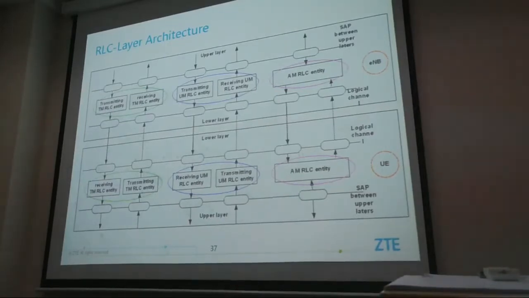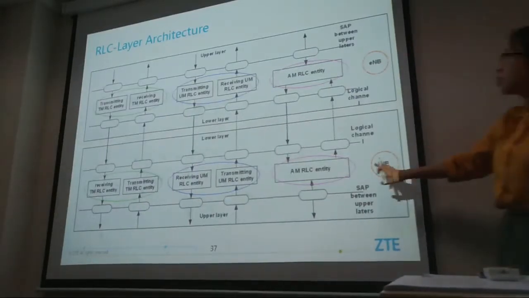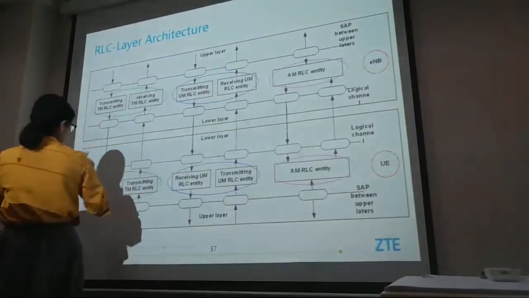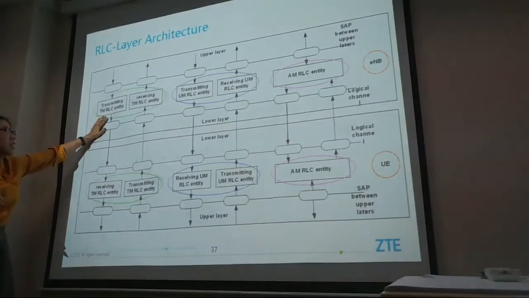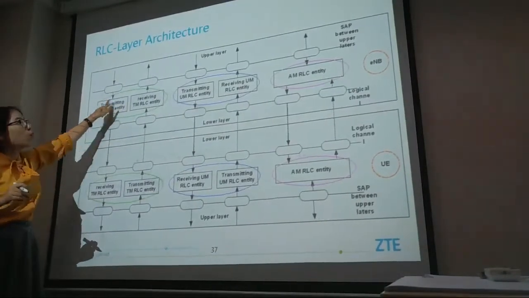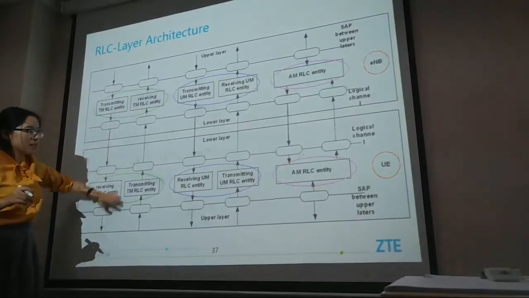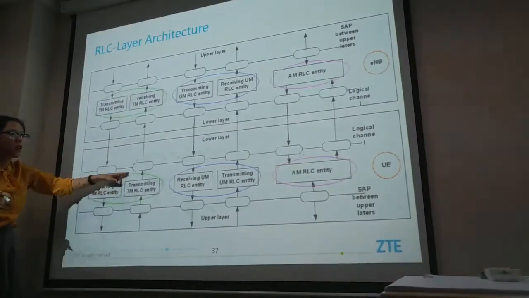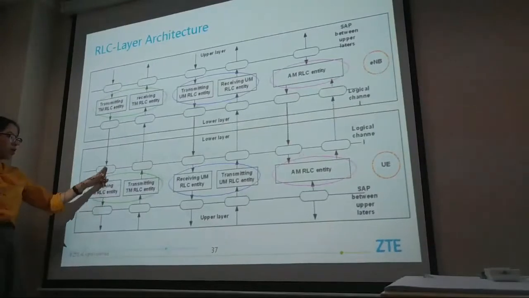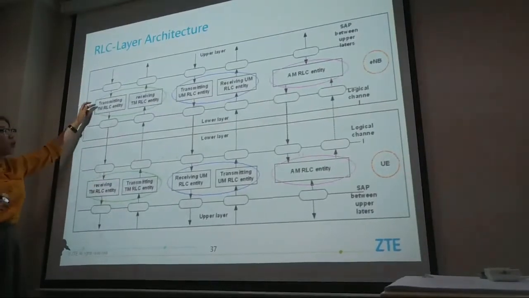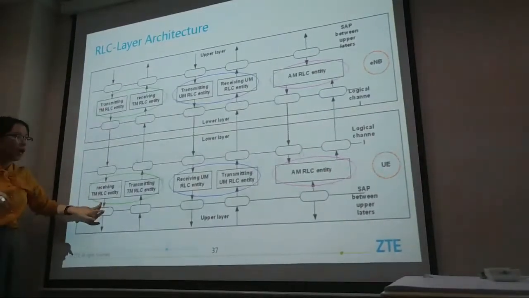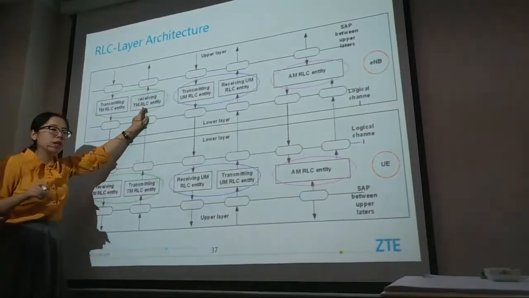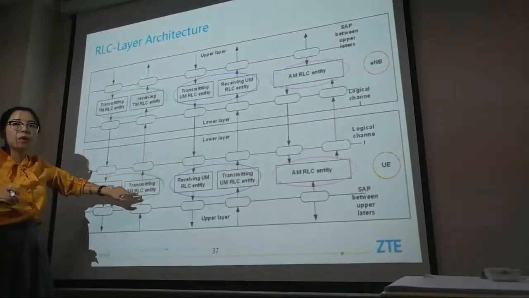So each mode will have its own entity. This is the TM mode entity: one is transmitting, one is receiving. This is the Node B side, this is the UE side. The UE side is the same: one receiving, one transmitting. The Node B transmitting maps to the UE receiving, and the Node B receiving maps to the UE transmitting, right?